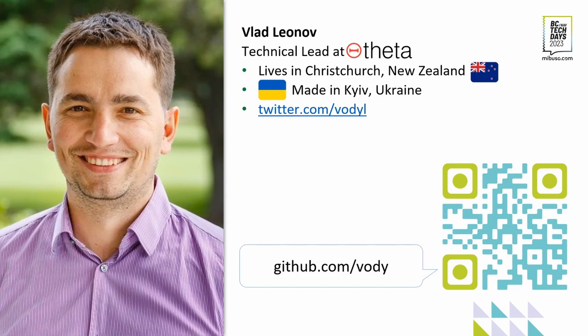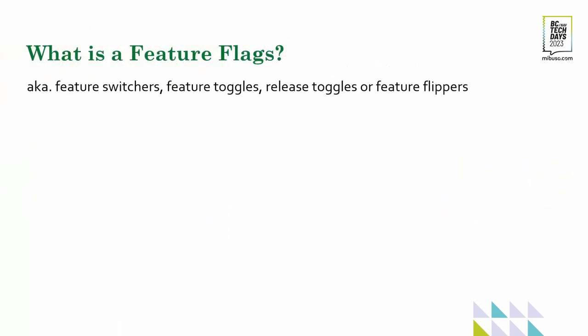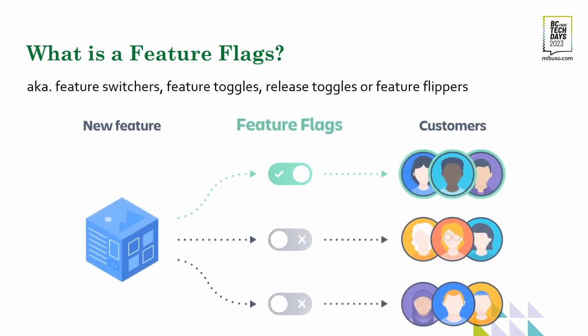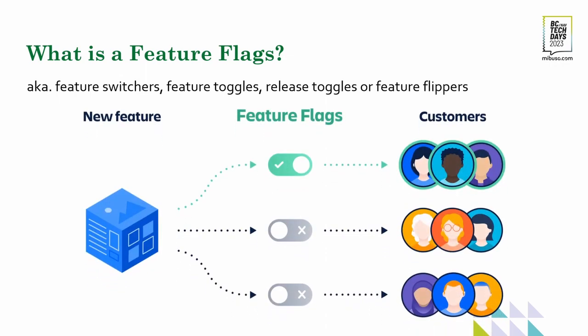So the topic for today is trying to introduce the BC community to the feature flag approach. You might have heard about this under other names like feature toggles, feature switches, release switches, release toggles. Sometimes it's also referred to as trunk-based development. In a nutshell, it's just a way for you to enable or disable your features without modifying the source code or without redeployment. And the keyword here is redeployment.